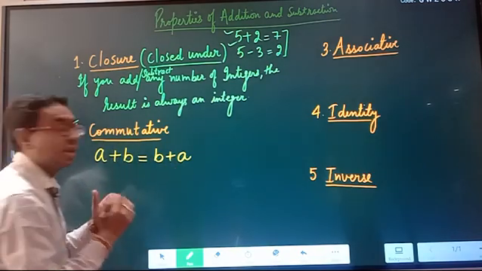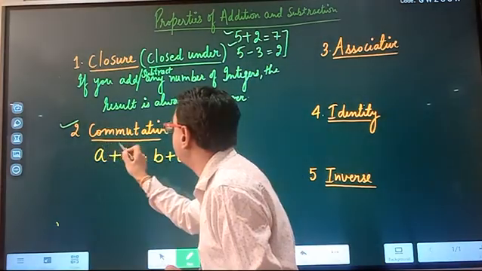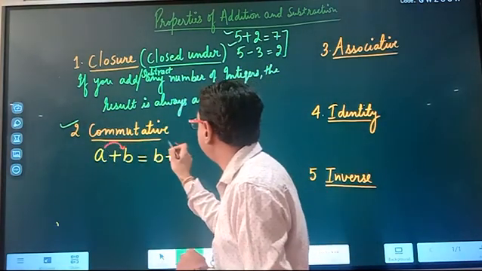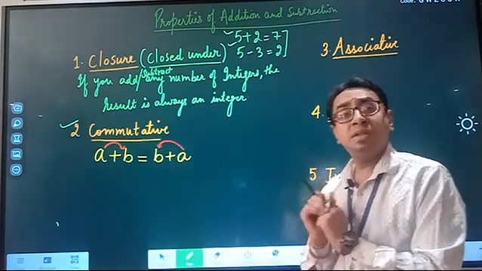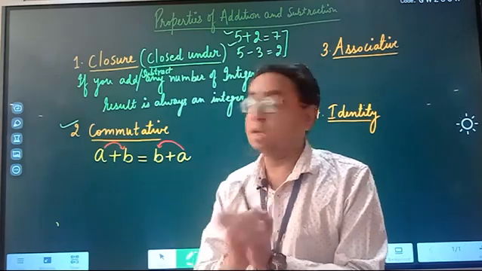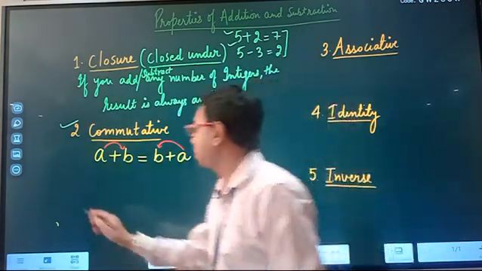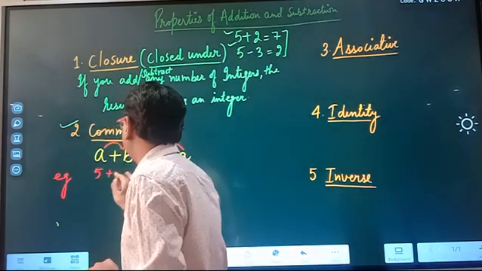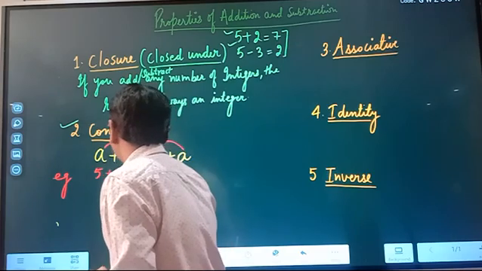This is what communication is. Right now what is happening? Communication is happening between A and B. Here also communication is happening between A and B. This is what commutative property means. Communication is happening right now. A is talking to B, B will also talk to A. For example, if I take 5 plus 3 or 3 plus 5, answer is 8.